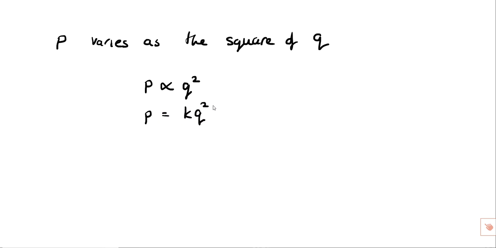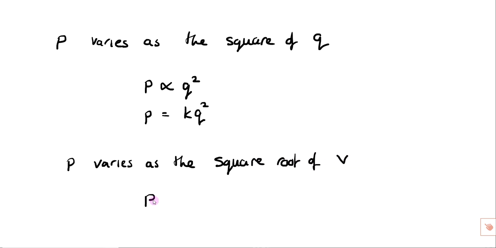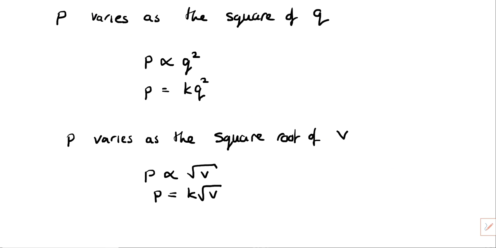Alright? That makes sense? Yeah. We could say P varies as the square root of V, which would mean P equals K times the square root of V. So the whole process doesn't really change, but you have to take note of that extra piece of information. And that extra piece of information is that square or the square root, or it could be cubed or so.